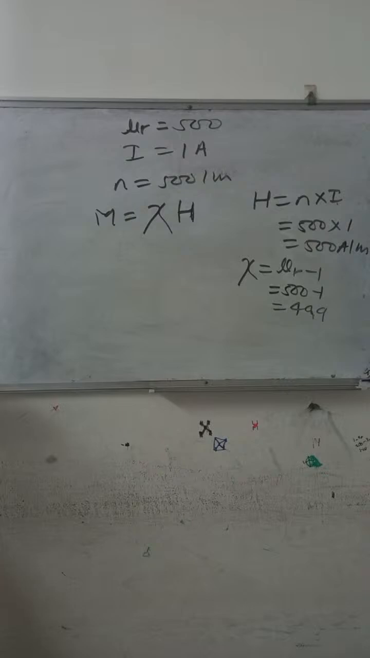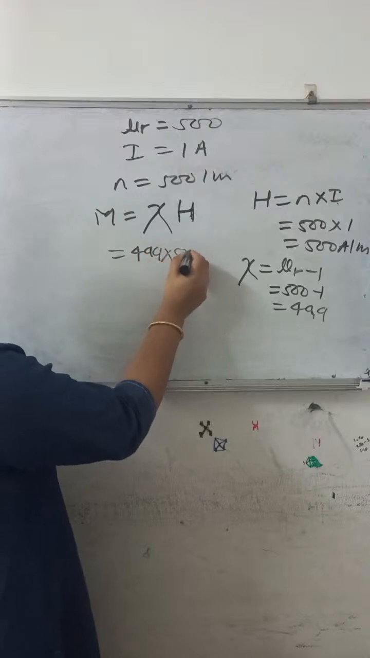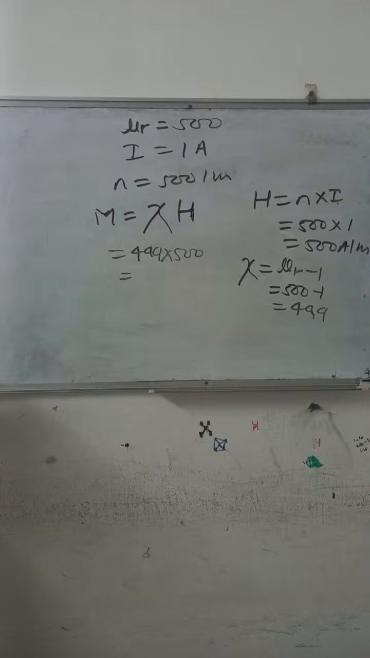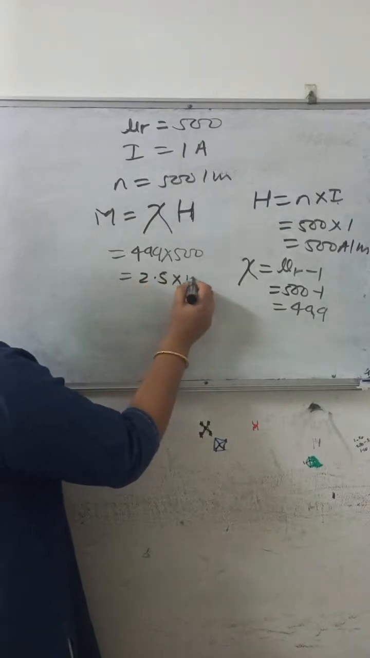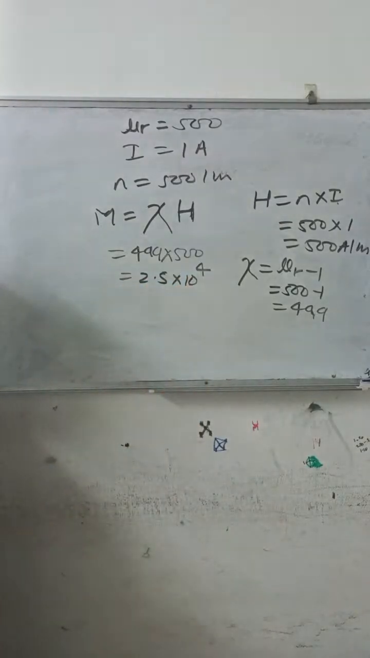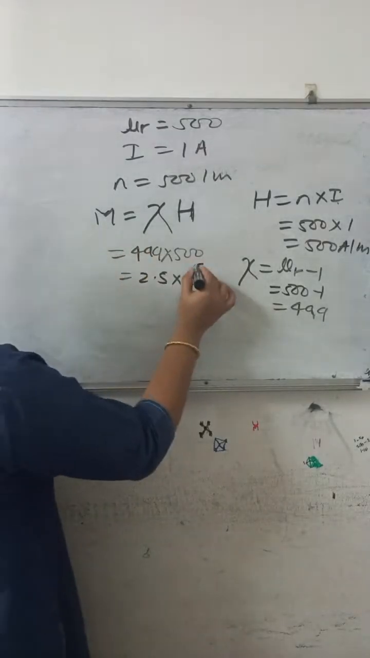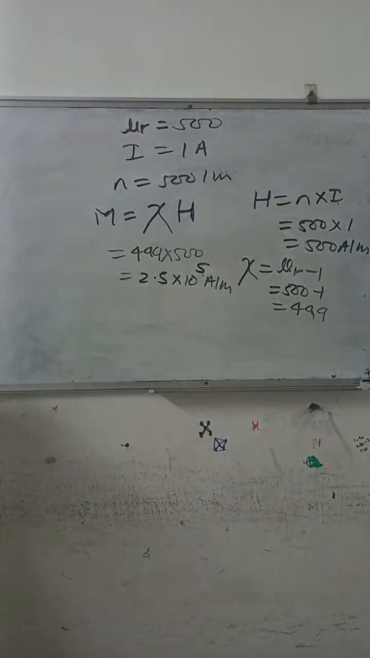Once you get psi, substitute both the values. This is 499 into 500, since H is 500. If you calculate, you will get the answer 2.5 into 10 raised to 5 ampere per meter. That's it. This is a 2 mark question.